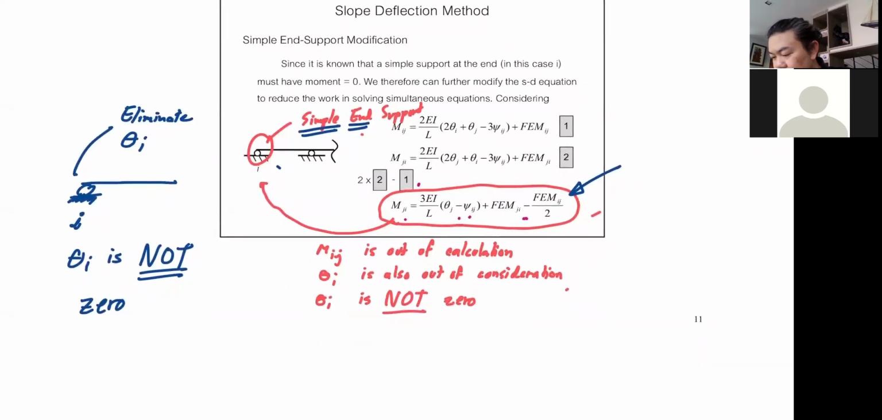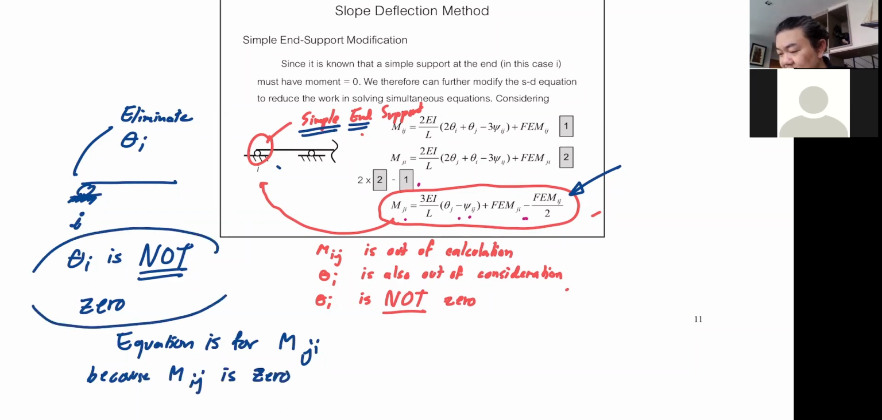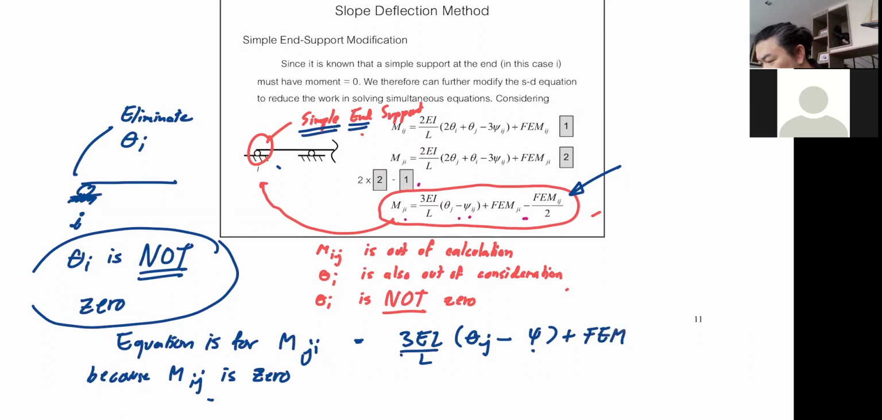equation for MJI, okay? Because MIJ is zero. Theta I itself is not zero, okay? MIJ is zero. So we have the equation for MJI, which is equal to three EI over L theta J minus three, see that? I make a mistake too, minus sign. For those of you who make mistakes, it's going to be this one or that one in front. And another one here. Notice that it's FEM JI minus FEM IJ over 2.